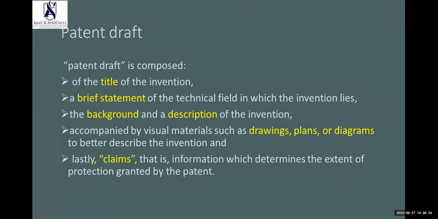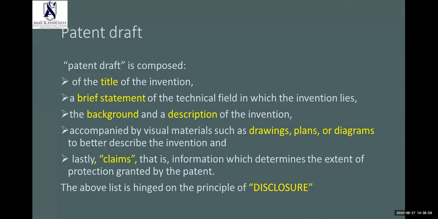Now, the claims here really are tied to the second threshold that we talked about, the inventive step. A claim is what brings out the inventive step of an invention. This is where the patentee now addresses what exactly is new about the invention that he intends to patent, the invention that he has invented.